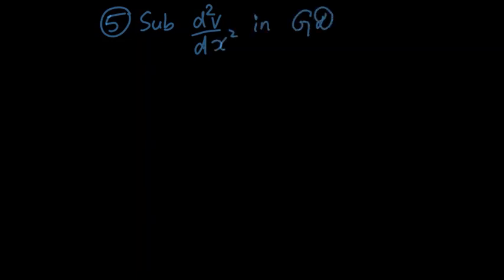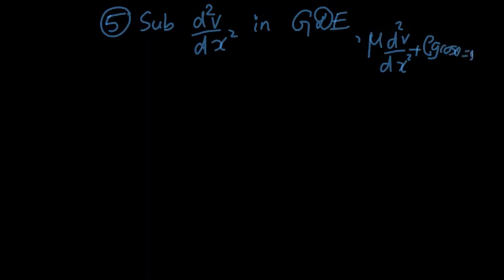So what is step number 5? Step number 5 is substitute. By this time you would have predicted, substitute d squared v by dx squared in the governing differential equation. So what is our governing differential equation? Well, you know that it is mu into d squared v by dx squared plus rho g cos theta is equal to 0. That is our governing differential equation.